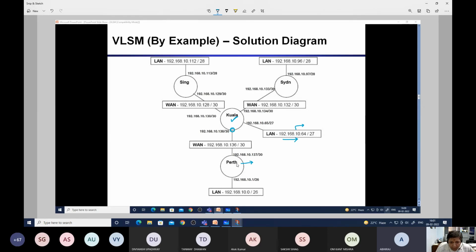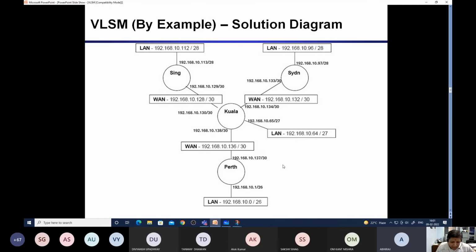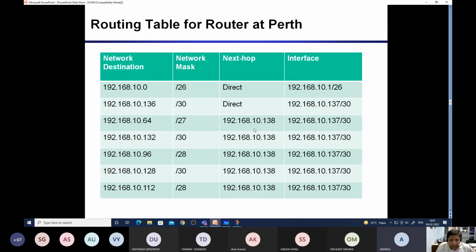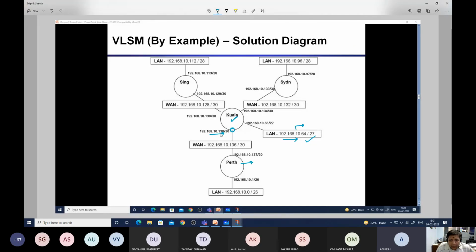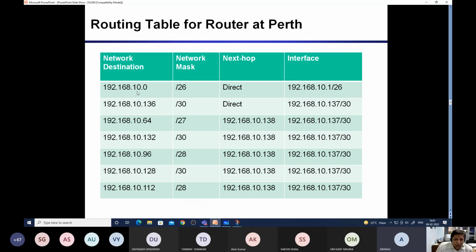So when I want to throw a packet from Perth to this LAN, I need to throw the packet to the next hop whose IP address is given here. And that's what we have written in the next hop field, if you can see: 10.138 next hop. And to reach this next hop, the final entry is important. When we say 10.0, it is directly connected. To reach this network, which interface of the router should I switch the packet to?